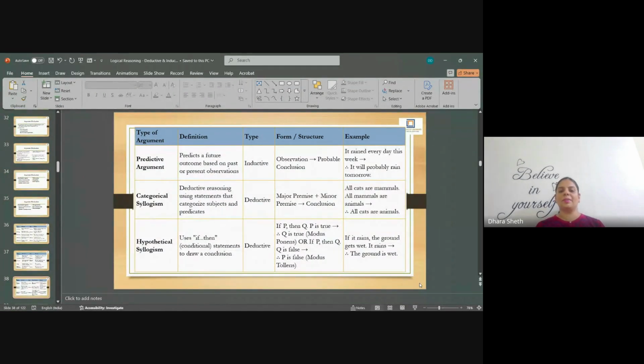Categorical syllogism and hypothetical syllogism. Okay, so see, there are 3 kinds of syllogisms. We will learn about 3 kinds of propositions after a few minutes. But right now, just learn about this. A categorical syllogism is where deductive reasoning uses statements.